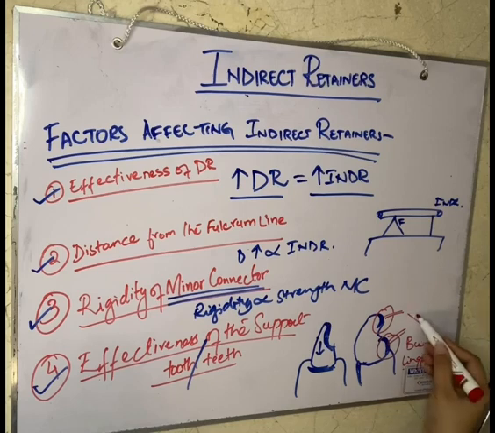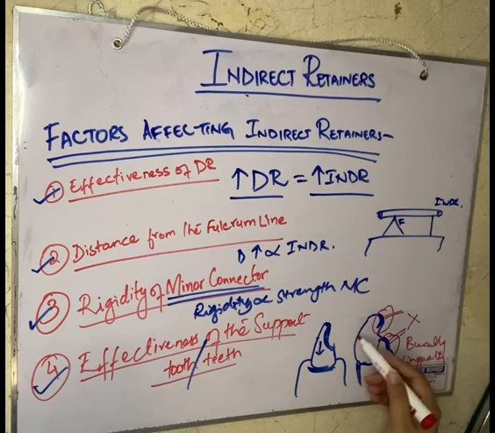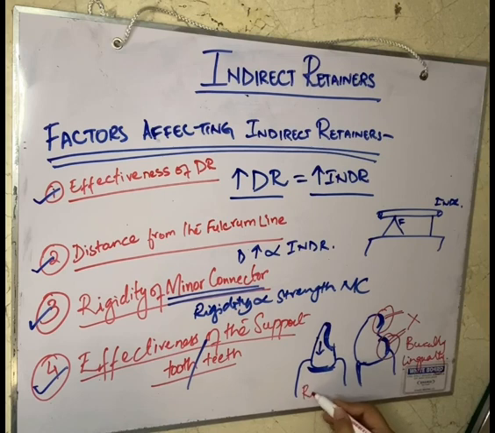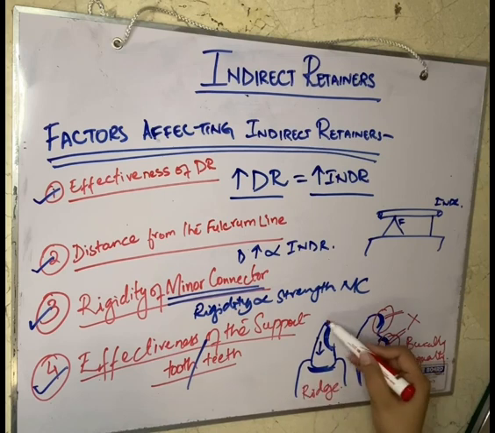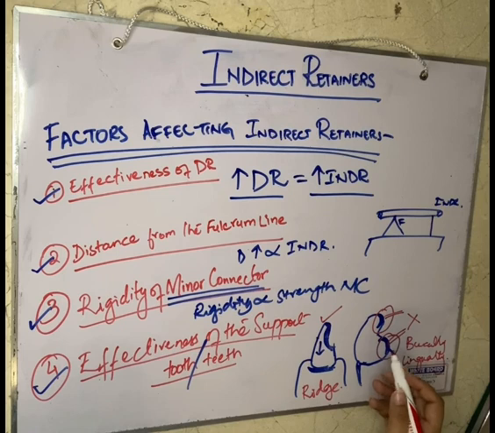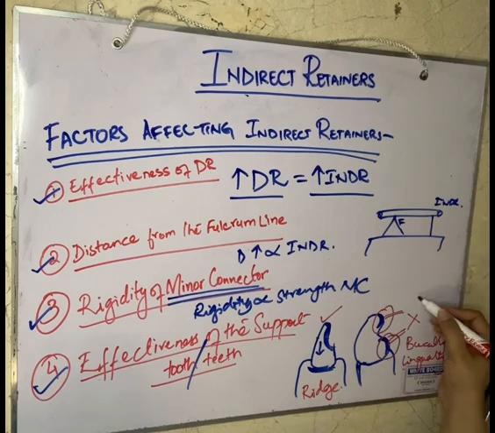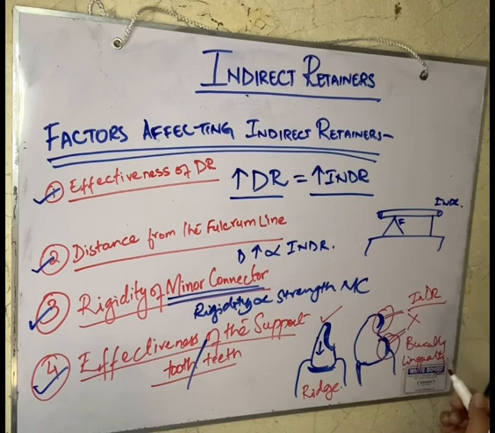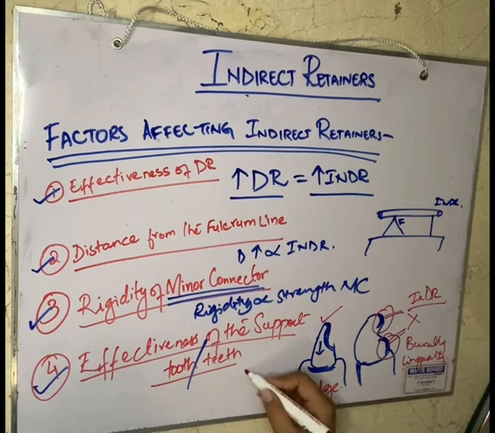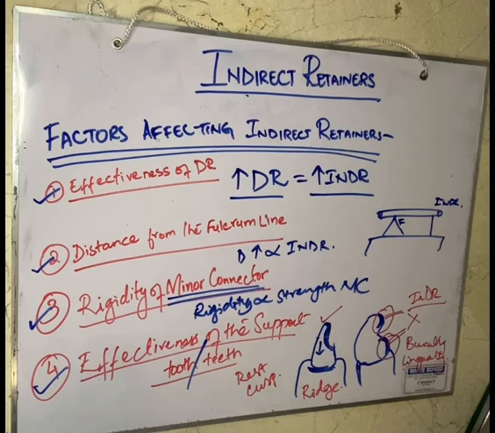And this is that which we don't want. We want the forces to be transmitted to the ridge, and the correct way to do so is to apply the forces directly to the ridge, right? So we cannot place an indirect connector where we have weak cuspal line angles. It has to be placed on the rest seat and the cusp, right? So these were the factors affecting the indirect retainers.